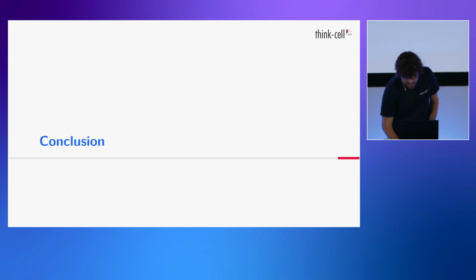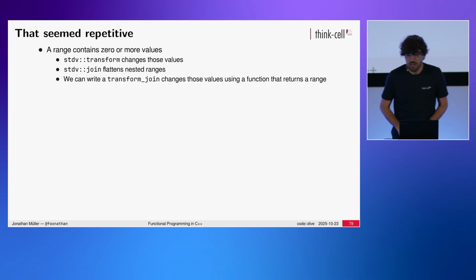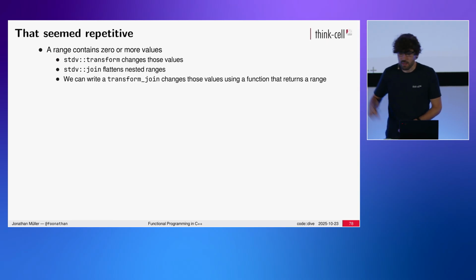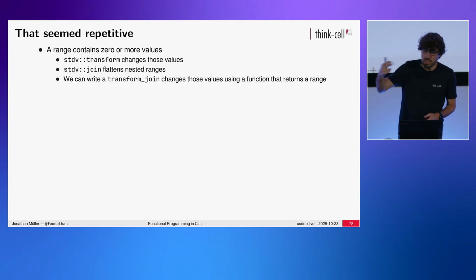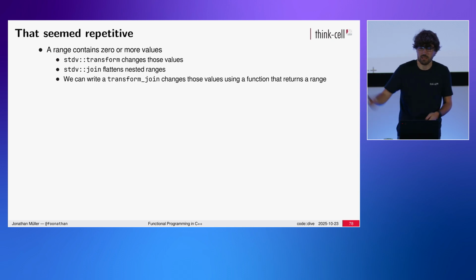Now, you might think that talk seemed a bit repetitive, right? First, we looked at ranges. Ranges contain 0 or more values, and we saw views transform to change those values, as did with join to flatten nested ranges. And there is a paper in the pipeline for a transform join, which changes those values using a function that itself returns a range. So it does a transform, and then it does a join, right?